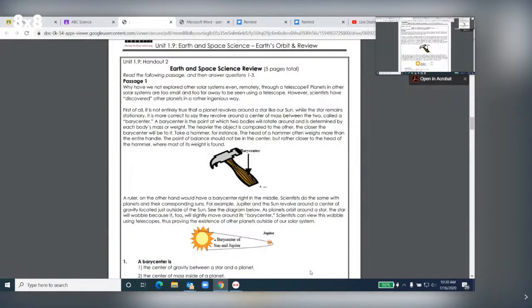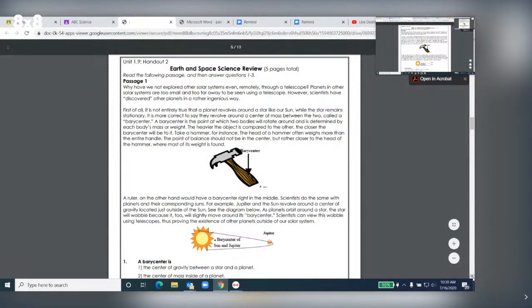Take a hammer, for instance. The head of the hammer often weighs more than the entire handle. The point of the balance should not be in the center, but rather close to the head of the hammer where most of the weight is. A ruler, on the other hand, would have a balance center right in the middle. Scientists do the same with planets and their corresponding suns. For example, Jupiter and the sun revolve around a center of gravity located just outside the sun. See the diagram below. As planets orbit around a star, the star will wobble because it will slightly move around its barycenter. Scientists can view this wobble using telescopes, thus proving the existence of other planets outside our solar system.